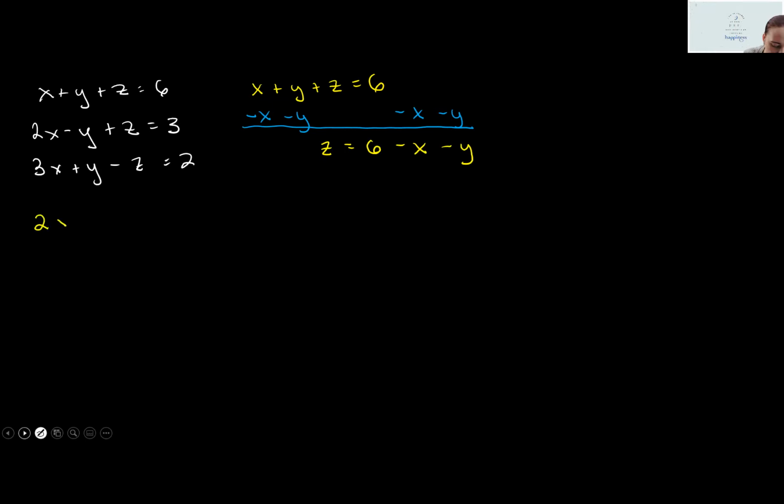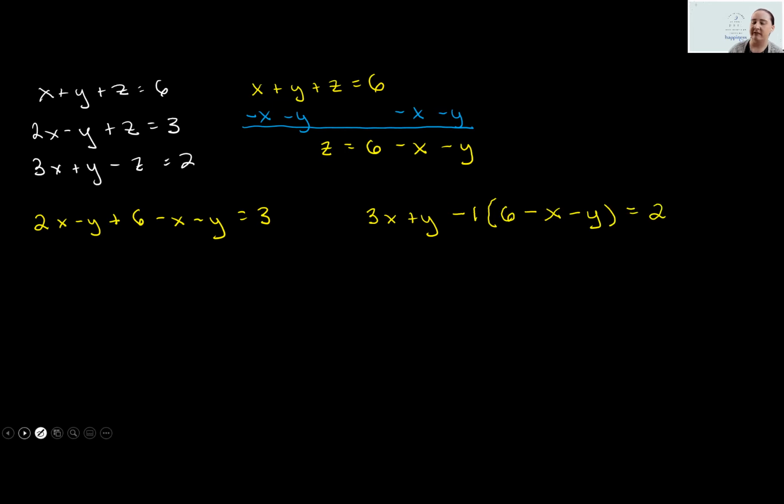So we have 2x minus y plus z, and z is 6 minus x minus y. And then the second equation, we have 3x plus y minus z. So it might help to do that minus as a -1, and then you are distributing across the 6 minus x minus y. And then that equals 2.